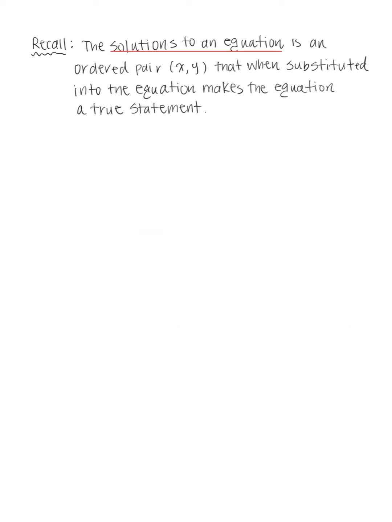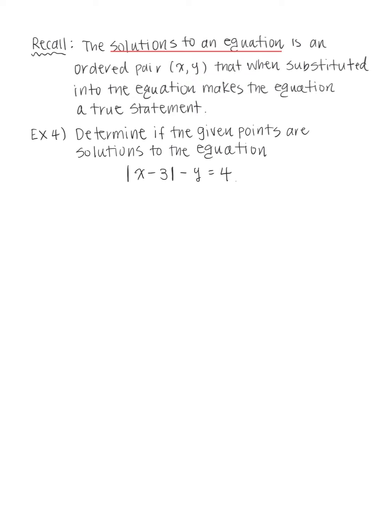Okay, moving right along. Now, before we go over the next example, let's just review what the solution to an equation was. Please recall that the solution to an equation is an ordered pair x comma y that, when substituted into the equation, makes the equation a true statement. So let's take some examples involving this. Example 4, determine if the given points are solutions to the equation absolute value of x minus 3 minus y equals 4. And let's do a few problems here.